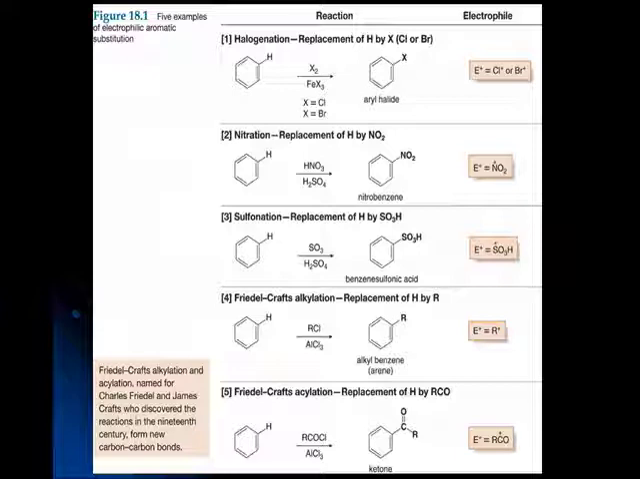We can do nitration, replacing the hydrogen with a nitro group using a mixture of nitric and sulfuric acids. We can make sulfonic acids by using a mixture of SO3 and H2SO4. We can make carbon-carbon bonds through Friedel-Crafts chemistry using alkyl halides. Typically, most people use alkyl chlorides for this, although you can use alkyl bromides or alkyl iodides, but nonetheless an alkyl halide. Aluminum trichloride as the catalyst, and it allows us to make carbon-carbon bonds, alkyl benzenes.